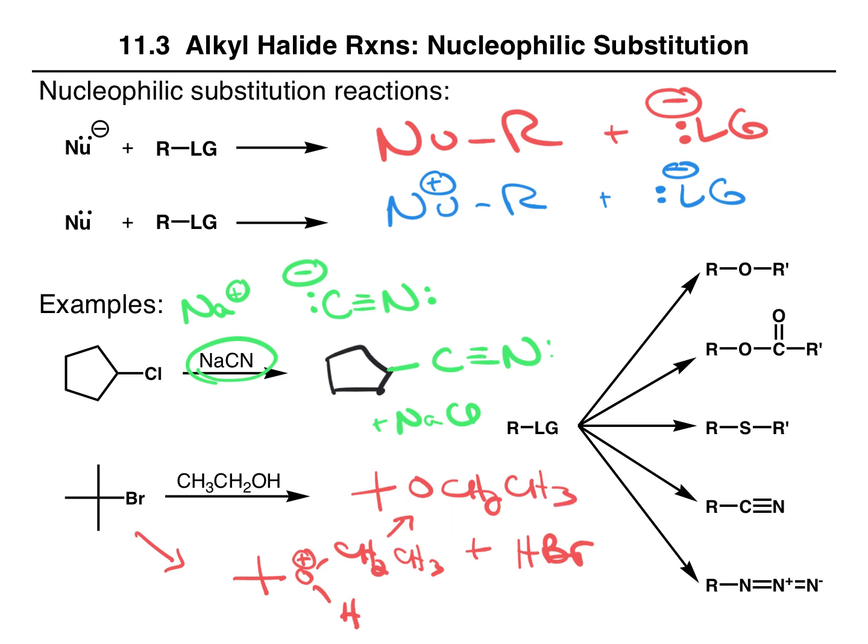There's a wide variety of nucleophiles that can be used. So if we have an alkyl group with some leaving group, it can be converted to an ether or an ester or a sulfide or a nitrile, or this is called an azide. And so there are many functional group interconversions that can be carried out through nucleophilic substitution.